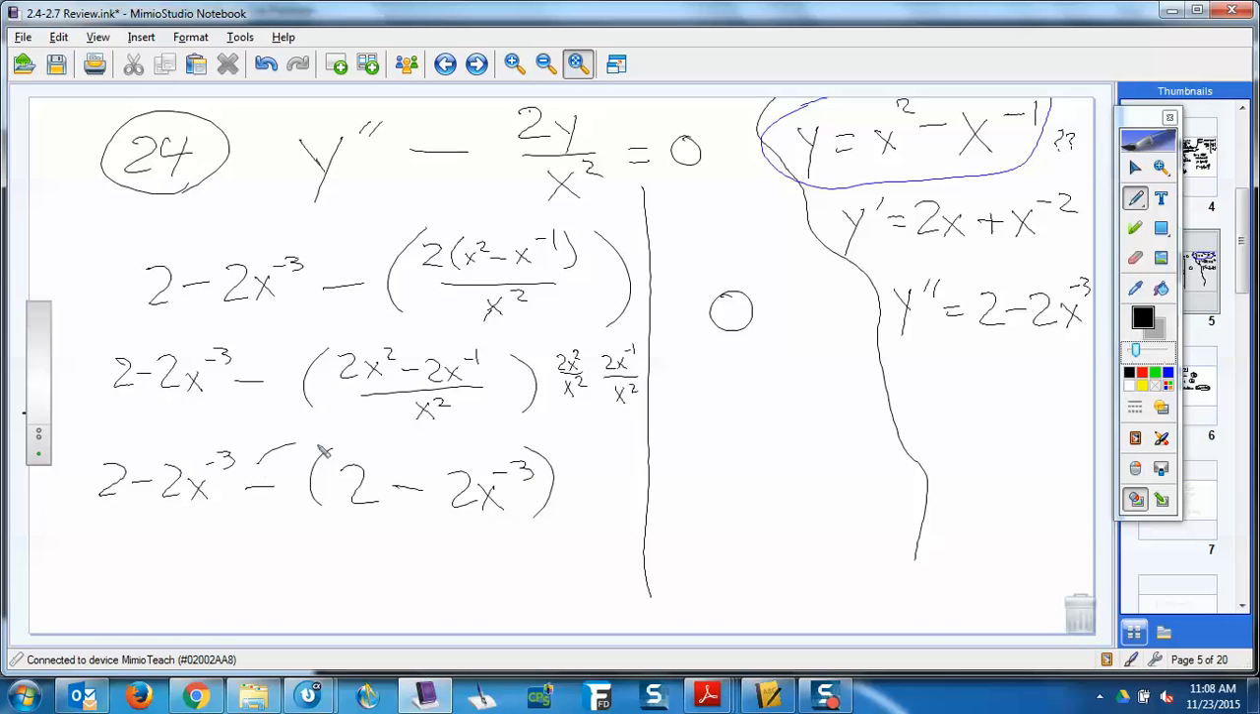Now I can distribute the negative 2 minus 2x to the negative 3, minus 2 plus 2x to the negative 3. Cancel. Cancel. Oh, it's 0. So that was pretty messy algebra there. Usually it's not that messy.